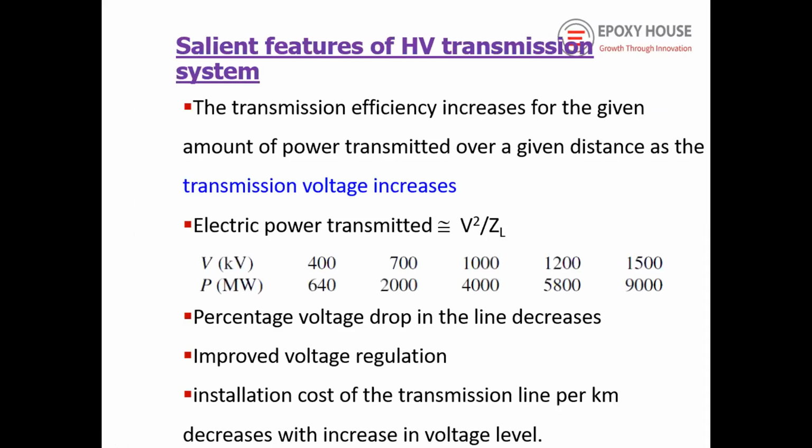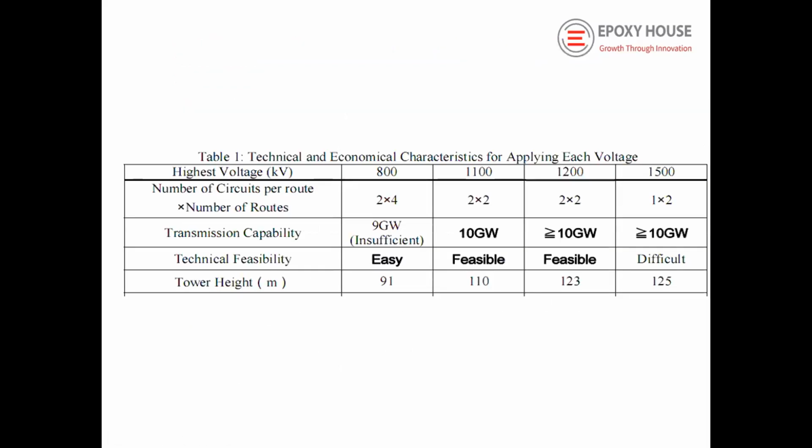Then if you want to increase the power transmission, meaning power transmission for the highest energy, you may have to increase the voltage. So if you see the reference, when the voltage is increased from 400 kV to 1200 kV, the power is almost increasing by 10 times. So this is why we have to increase the voltage.